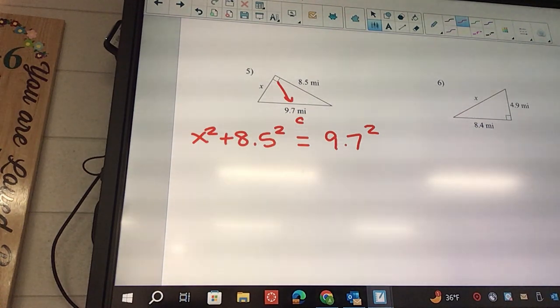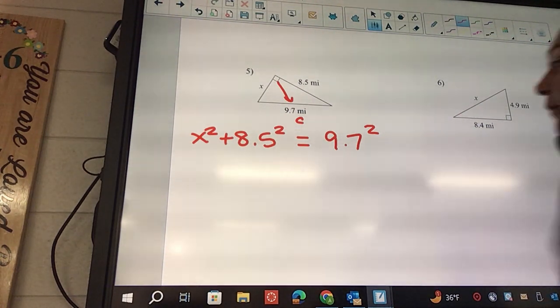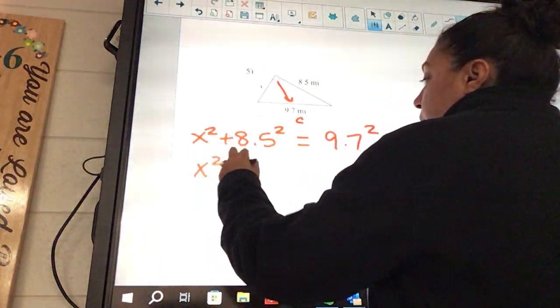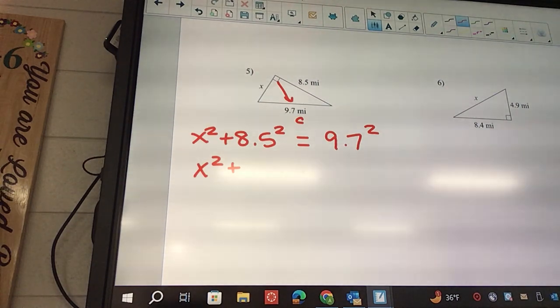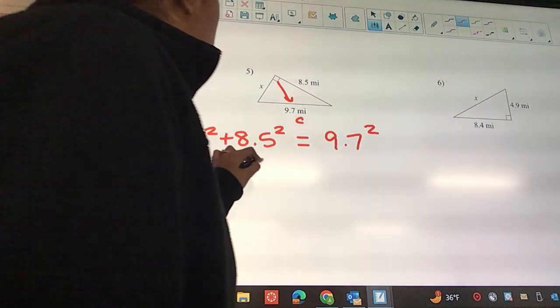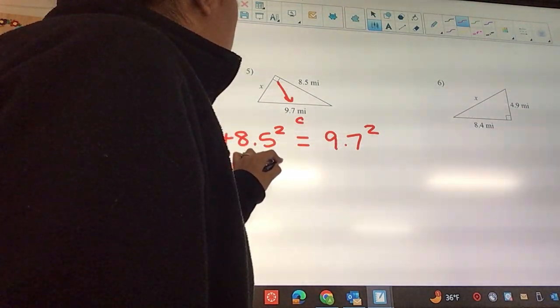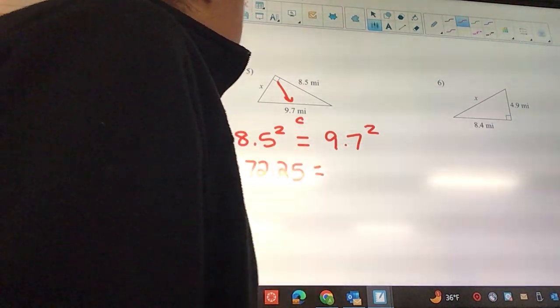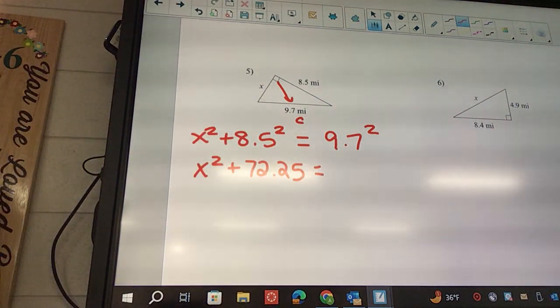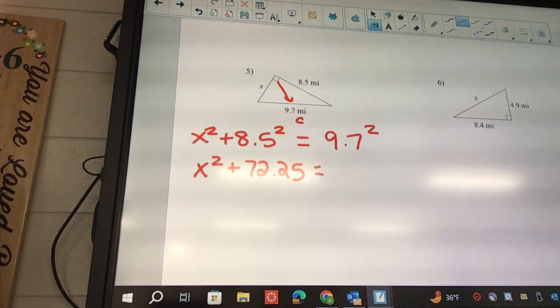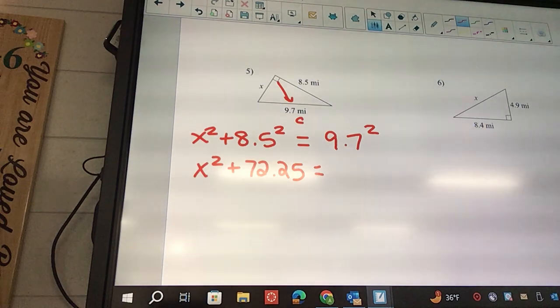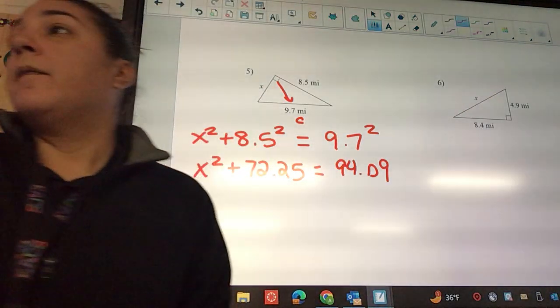Okay, what is 8.5 squared? Use a calculator. 72.25? Okay. 9.7 squared. 94.09, somebody agree with that?